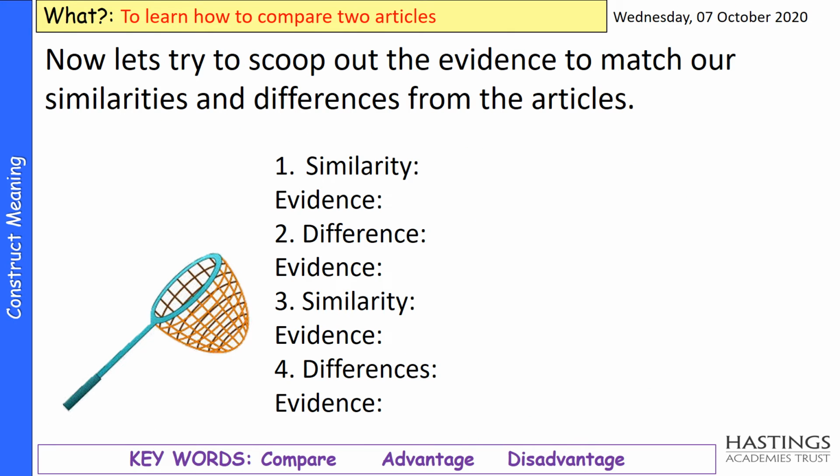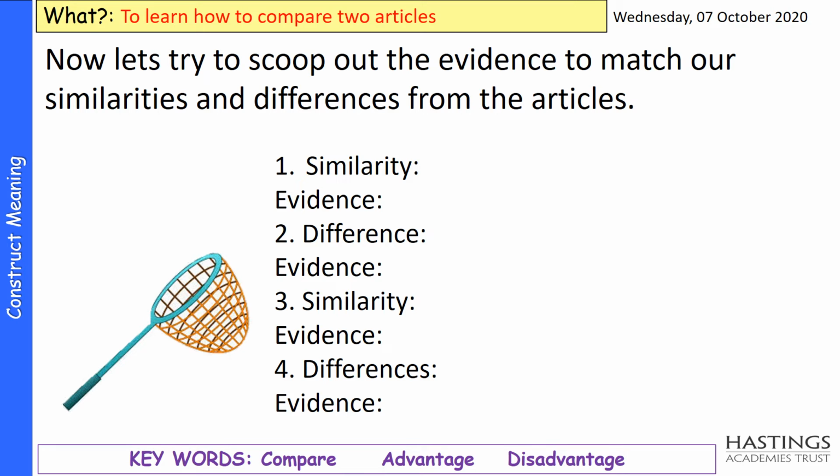Okay, so now what I want you to do is to try to scoop out the evidence to match your similarities and differences. So what I mean by that is if you have a similarity in both articles speak about the same thing in the same way, I want you to find a quote from each article that shows how they do that. And then the same for differences.